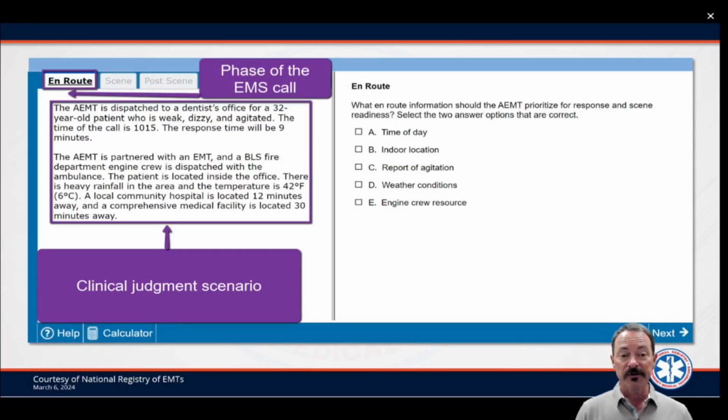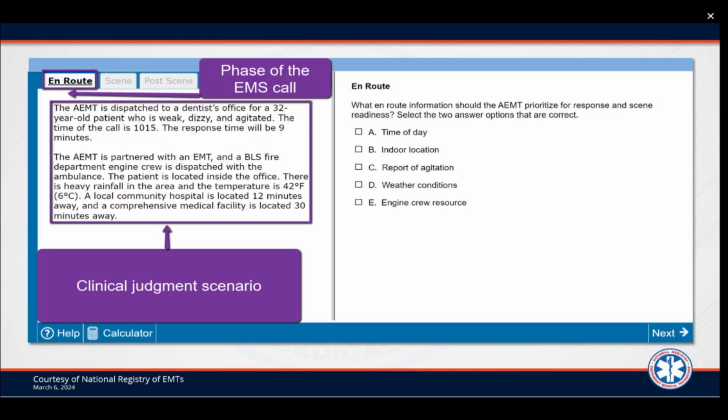So right here you can see that the advanced is dispatched to a dentist office for a 32-year-old male who is weak, dizzy, and agitated. The time of the call is 10:15. Okay, that's 10:15 a.m. in the morning.